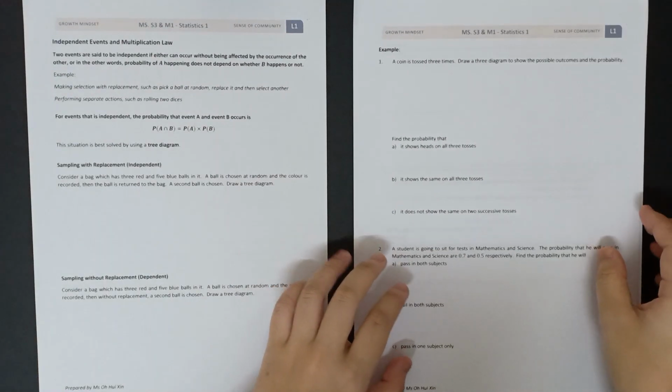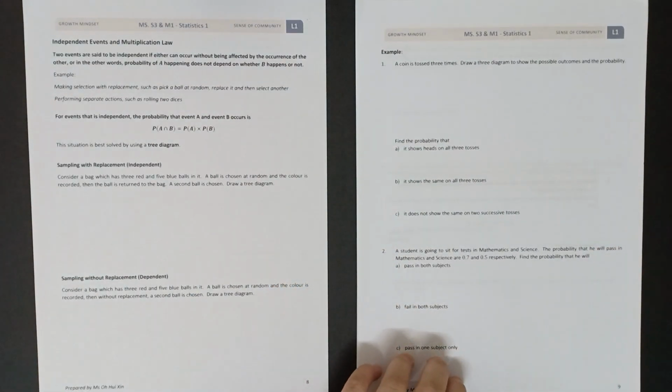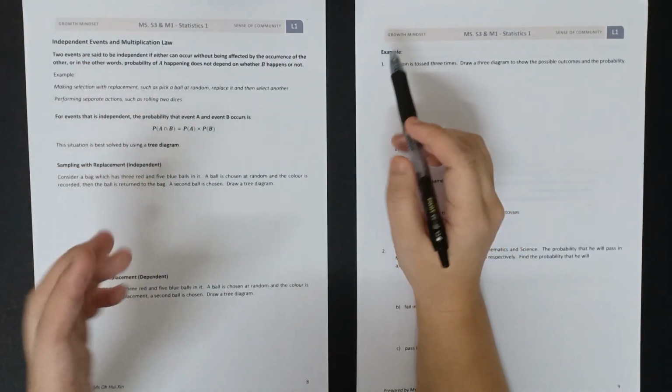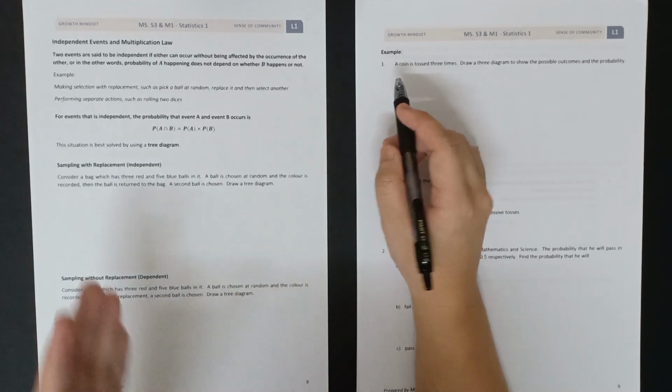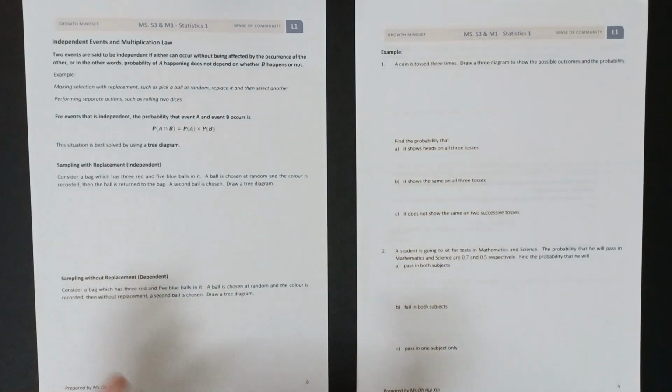Okay, so let's continue with the next one. This one we are talking about independent events and the multiplication rule. Basically, just now we already learned about mutually exclusive events, where there's no intersection between the points. So independent events: when we say that two events are independent, it means that the two events can happen without being affected by each other.